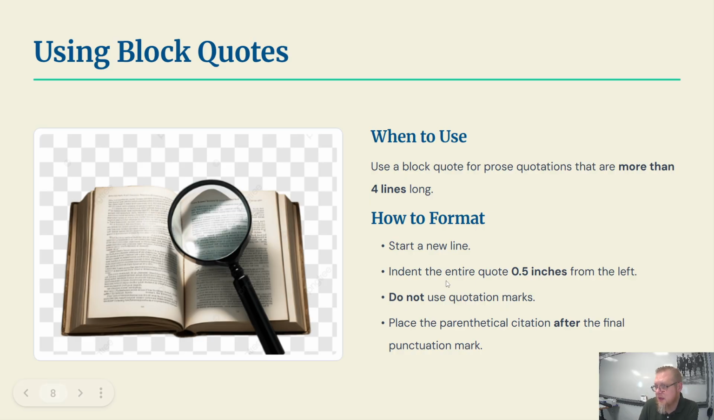Now what does that look like? Well, here's an explanation. You start a new line. You stop right where you're at. You start a new line. Indent the entire quote from the left. You do not use quotation marks whenever you're using a block quote. And then you place the parenthetical citation after the final punctuation mark. That's different. Normally we put the parenthetical citation inside with the period following the parentheses. On a block quote, that's different.